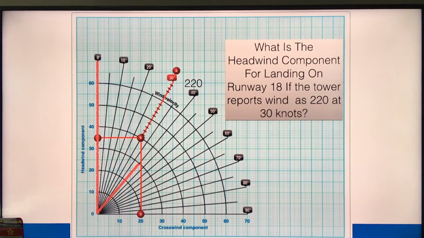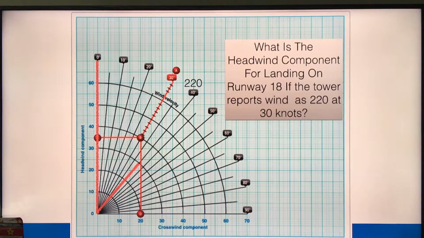What I did is I drew a line down that 40 degree mark to that 30 knot wind velocity arc. From there, I can draw a line straight down to get a crosswind component of about 18 or 19 knots and draw it straight to the left to get a headwind component of about 22, 23 knots. So, if I'm landing or taking off 18 and the winds are 220 at 30, I'm going to feel like I have a crosswind of about 18 knots is what it'll feel like, and I'll feel like I have a headwind of about 23, 24 knots.